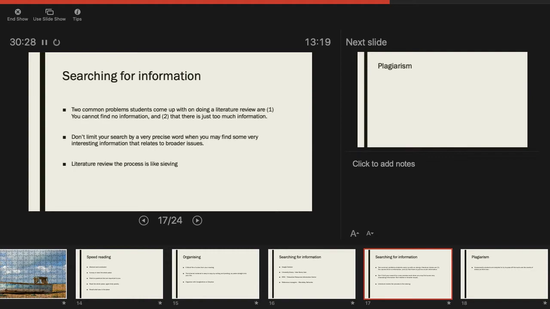Then, in terms of you having too much information, it's important to sieve through the available information. You will find that a lot of the articles you have available might not even relate to your study, and so it's important for you to distinguish what is important and what is irrelevant for your literature review. So it's a sieving process.